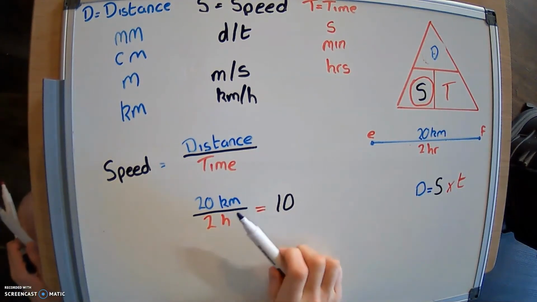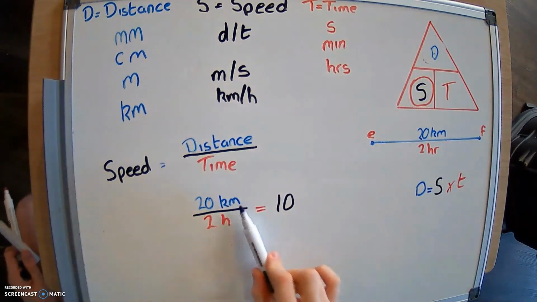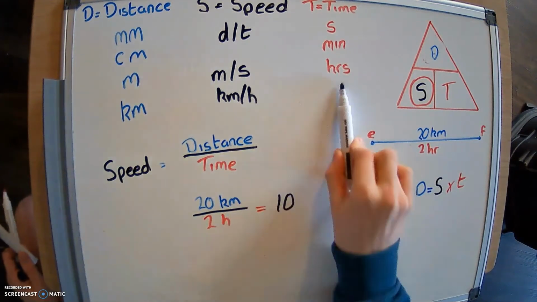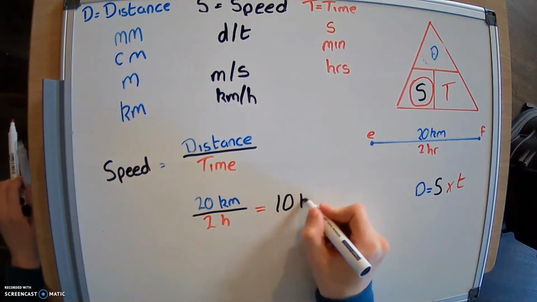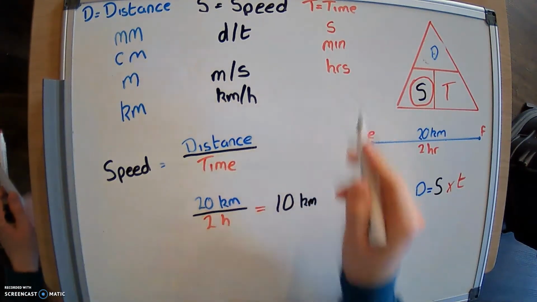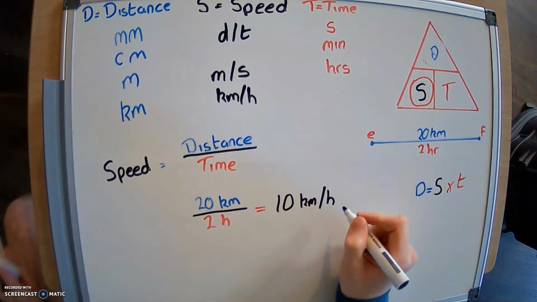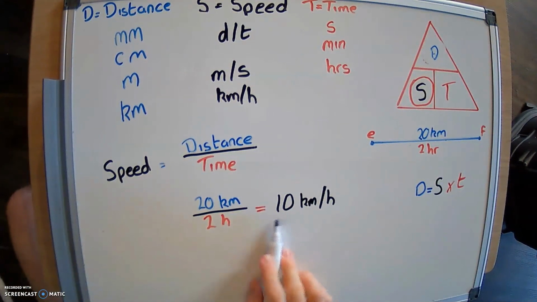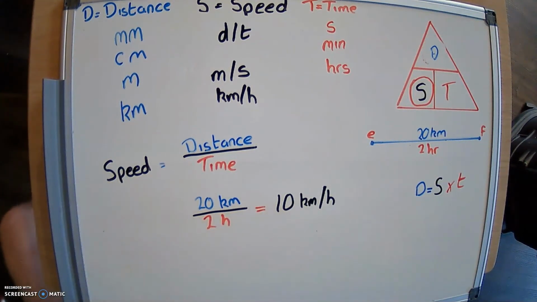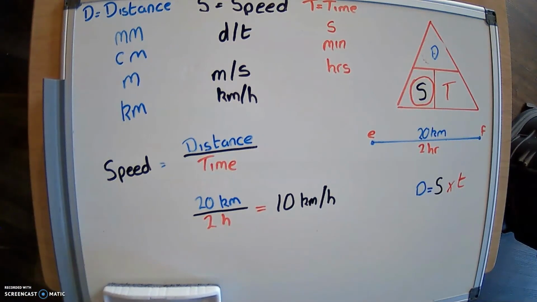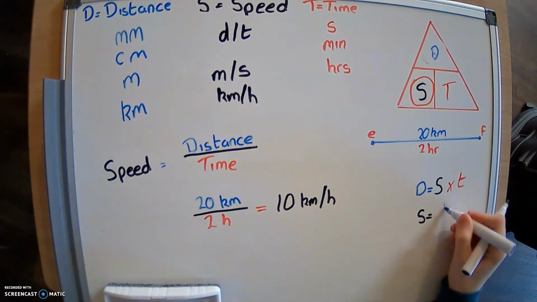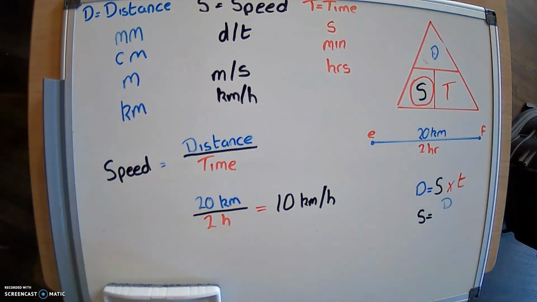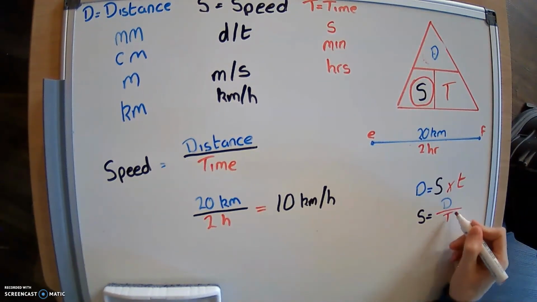And now we can see here we only have one unit of distance, our kilometers, and we only have one unit of time, which is our hours. So therefore we need to have our second unit of distance all over our second unit of time. So the average speed of my cycle would be 10 kilometers per hour. And we are just going to write this down here. So speed is equal to distance all over time.